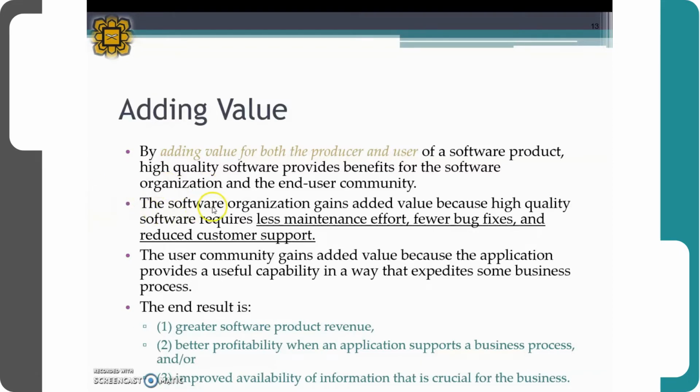The software organization gains added value because high quality software requires less maintenance effort, fewer bug fixes, and reduced customer support. In the end, it will produce greater software product revenue, better profitability when an application supports a business process, or improved availability of information that is crucial for the business.